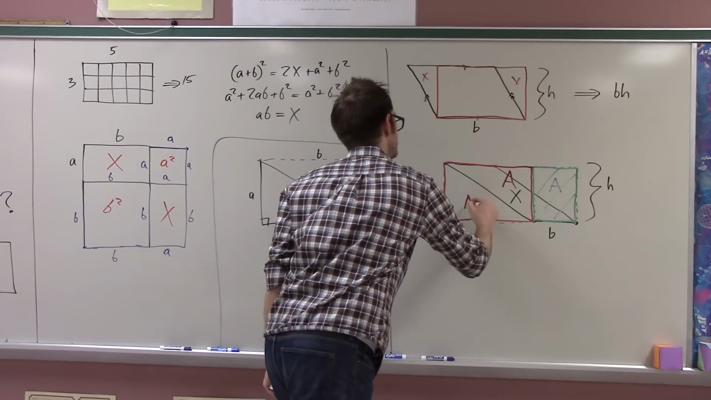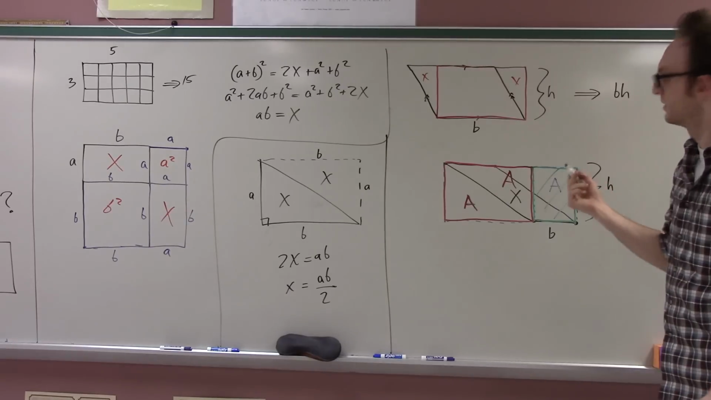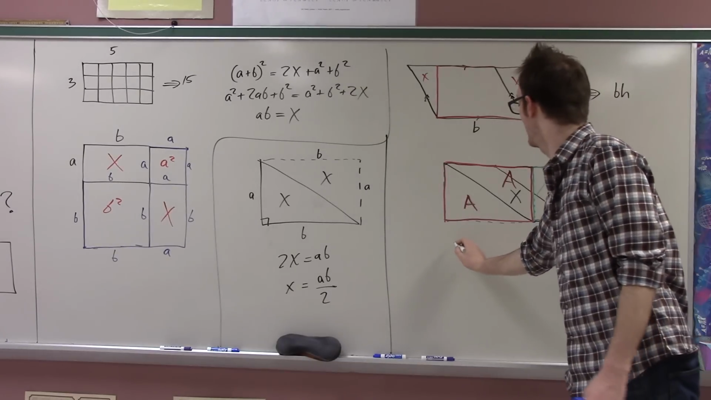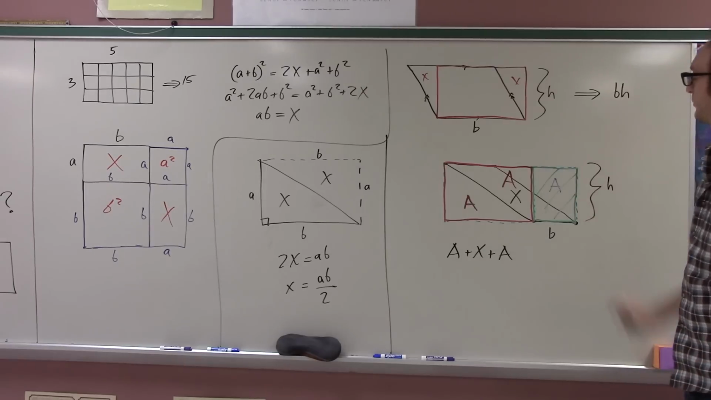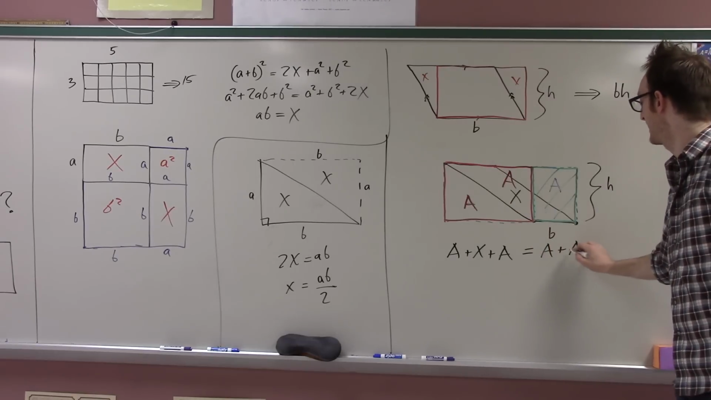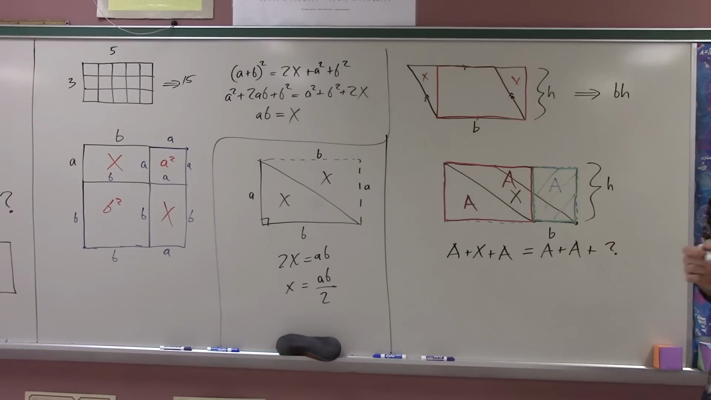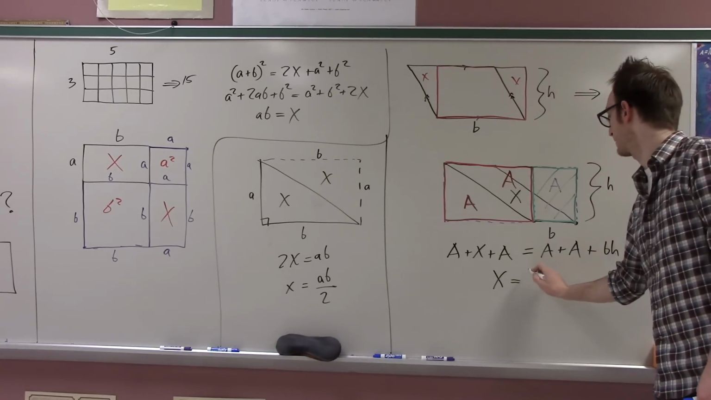Maybe I'll do this. Okay, so what we have is, perhaps it's kind of lame to introduce algebra into this, but what we have is that on the one hand, A plus X plus A exhausts this large rectangle. On the other hand, A plus this green region, which I don't have to call question mark, the area of this green region is just BH. And so that shows, after all, that the area of this parallelogram is BH.